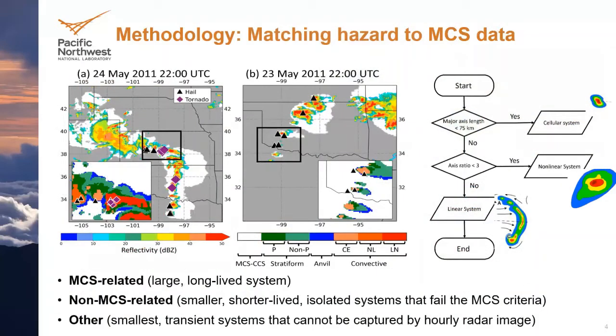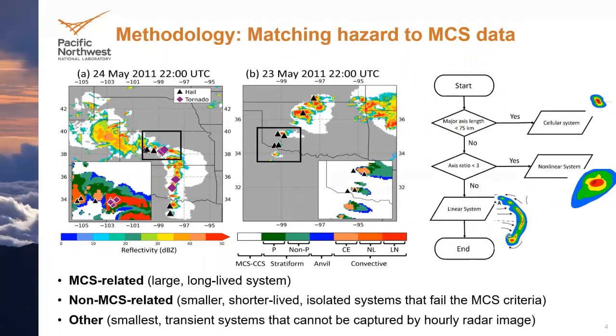All the hazard reports are mapped to the grid of the MCS dataset, and they are categorized into MCS related, non-MCS related, and other. For the first category, they are generated by the large, long-lived system. And the non-MCS related are generated by the smaller, short-lived, isolated system that fail the MCS criteria.